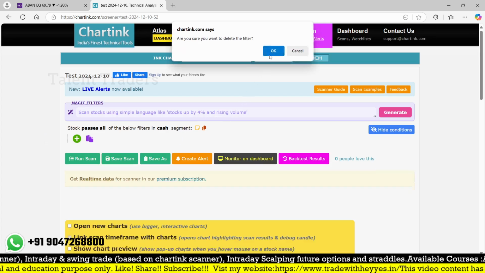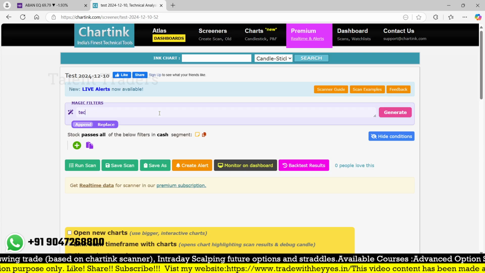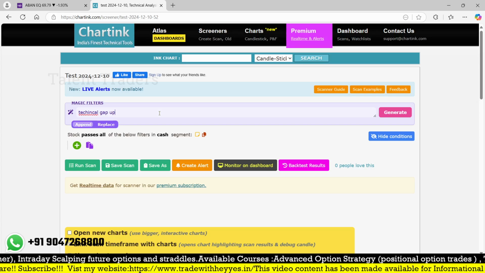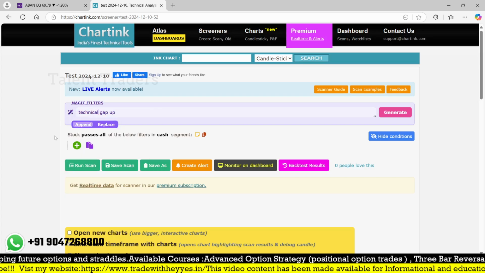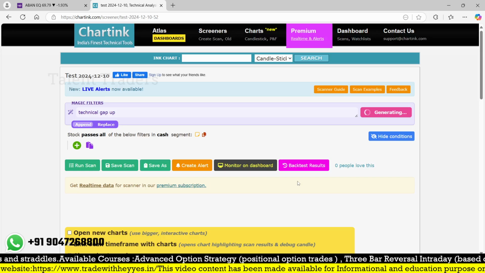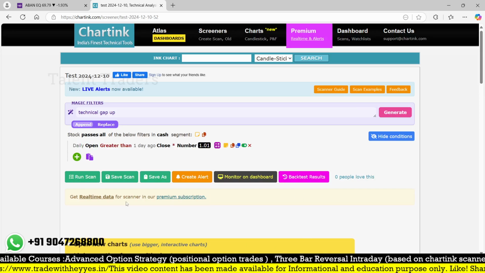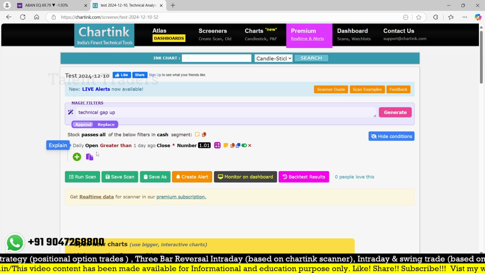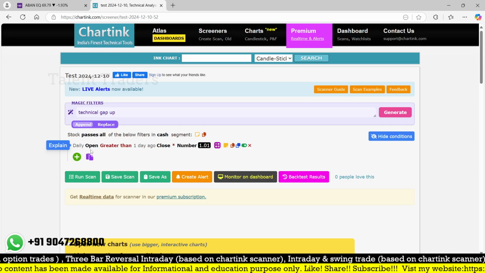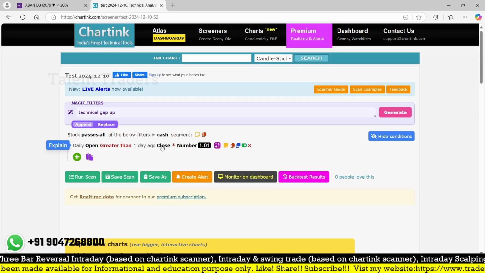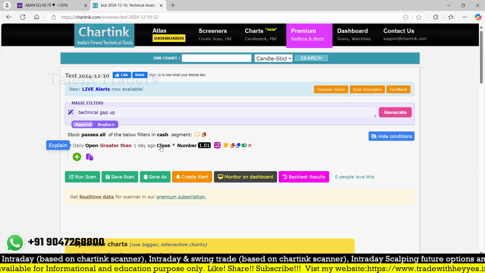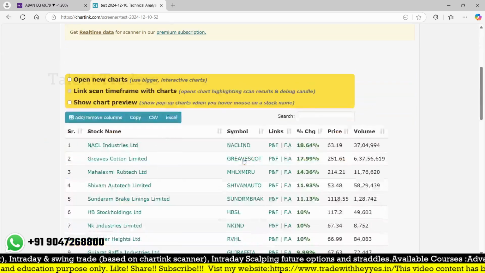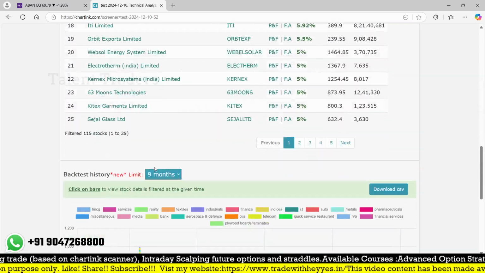For example, I'm just going for a technical gap up. So this is the word, technical gap up. It will filter out and create technical gap up stocks. It shows daily open greater than 1 day ago close, but that is not the right one. It may be giving you daily open greater than close, but it must be technically 1 day ago high. So this many stocks are forming a technical gap up.